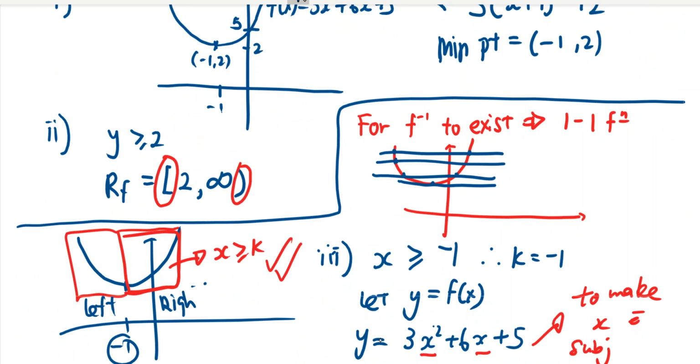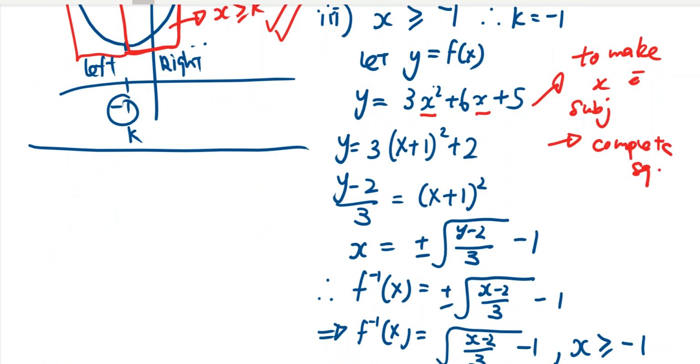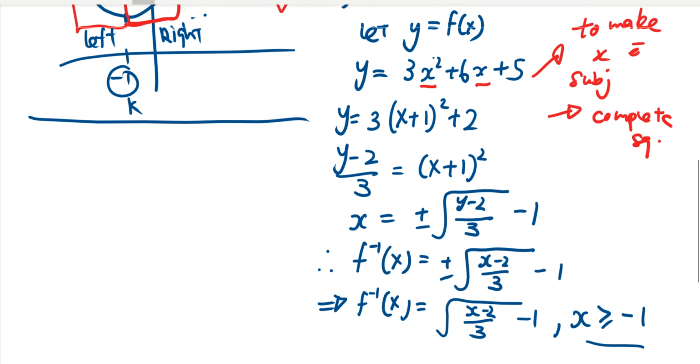After you know which left side and which right side to take, how to find the f inverse? By letting y equal f(x), and use complete the square to make x the subject. After you make x the subject, you either take the positive value or the negative value. Do know this example before you go to the exam.